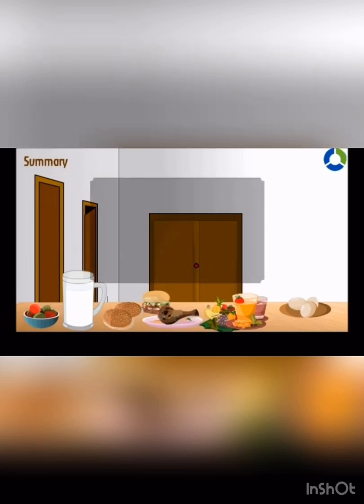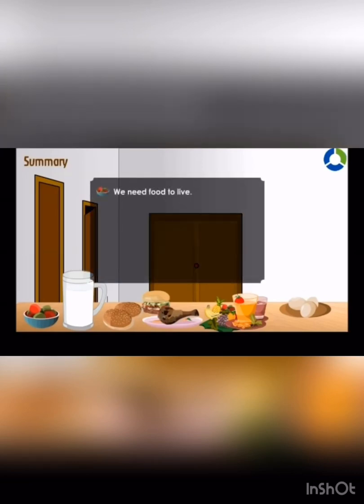Summary. We need food to live. Some foods give us energy. Some food helps us to grow. Some foods protect us from diseases.